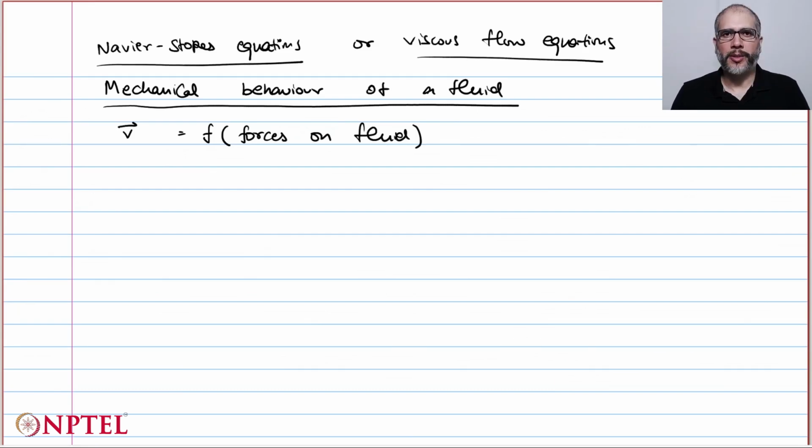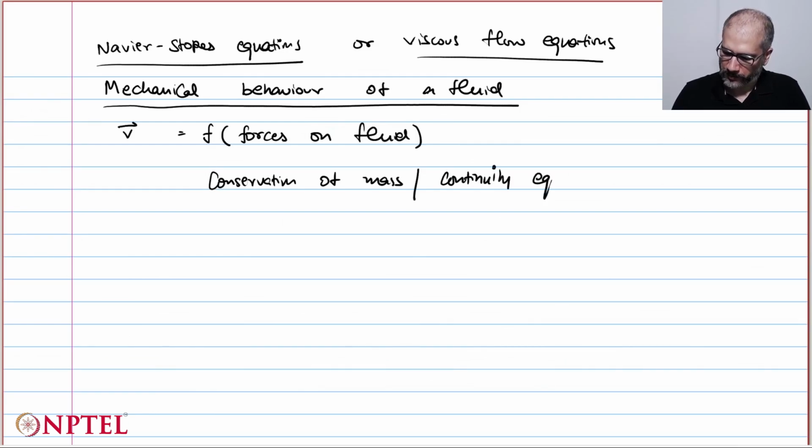So let's write down the equations from balance laws that we have already learned. The first one is the conservation of mass equation, or also known as the continuity equation. So this is rho dot plus rho v_k comma k equal to 0. So this was the Eulerian form of the conservation of mass equation that we had derived earlier in this course.